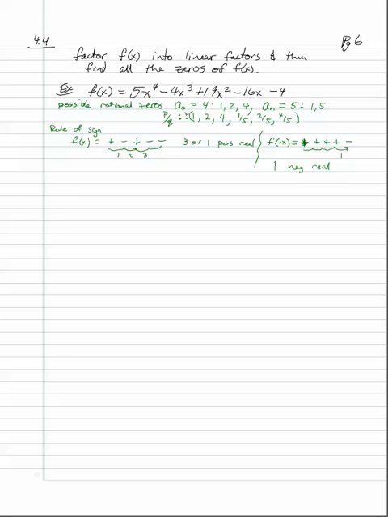Okay, so I always start with 1, and normally what I do is I just plug 1 in to see if it gets a 0 first. So it's 5 minus 4.